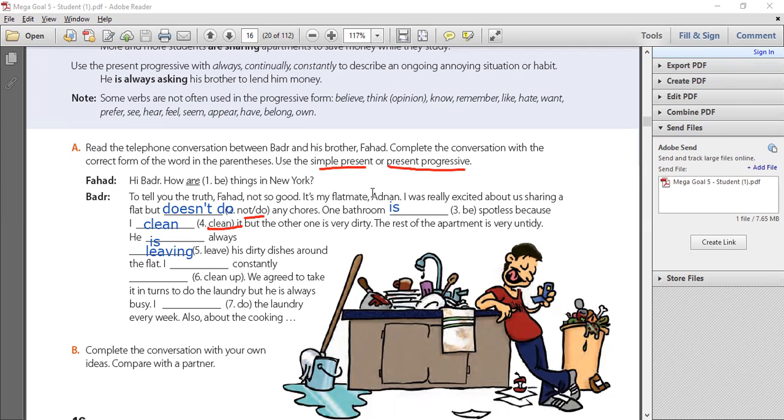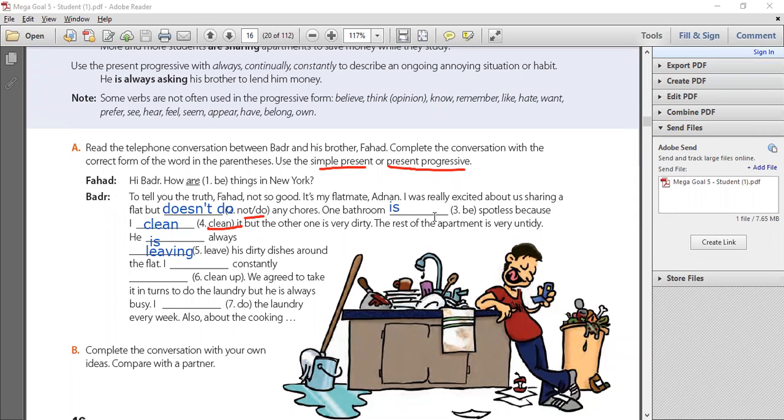Teacher, may I ask you a question? Yes, please. Number 3B, how did we make it is? How did you make it is? Because he asked for a verb to be. So I have two options, whether I write the verb in the present simple or the present progressive. And the good one here is the present simple. Yes, he's talking about the fact that the bathroom is spotless.